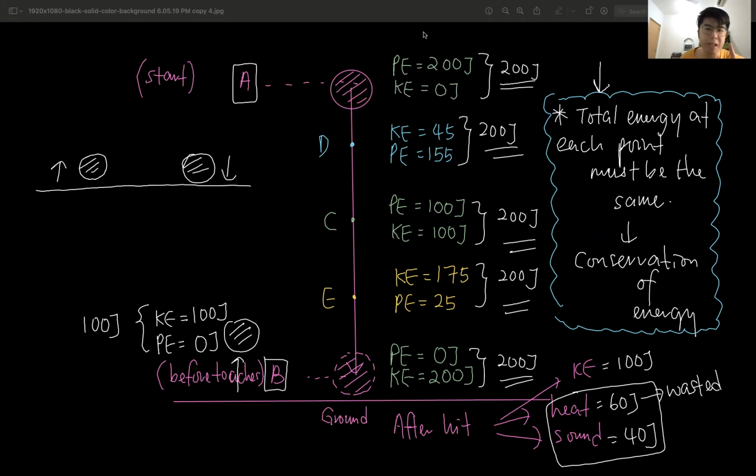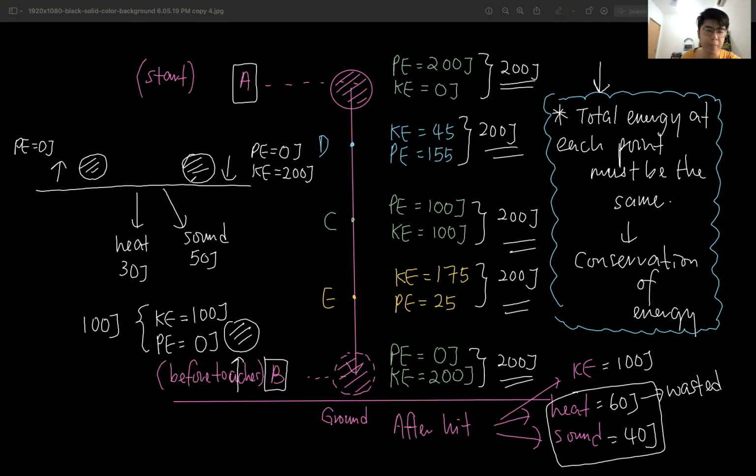Okay, let's look at the PE first. The PE is 0 at both conditions, both situations, PE 0, PE 0, because both are very close to the ground. Okay, so what about the KE? This KE here is 200. But when it hits the ground, you get heat energy, you get sound energy, right? That means some energy goes to heat, some energy goes to sound. So maybe this one is 30, maybe this one is 50, just an example.